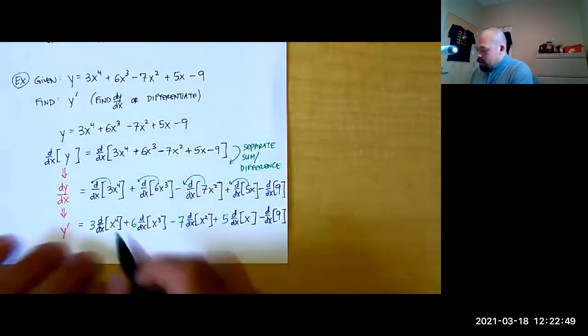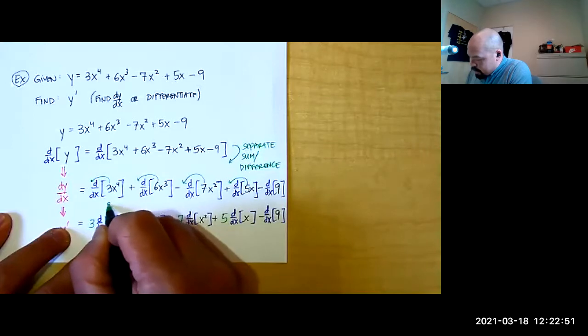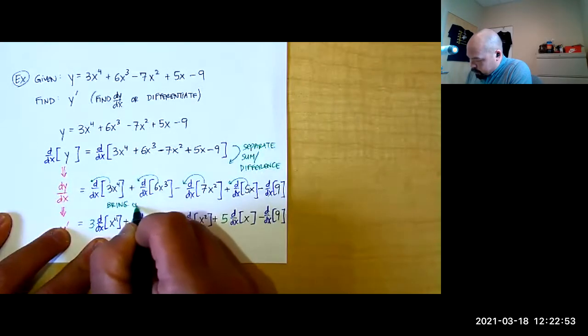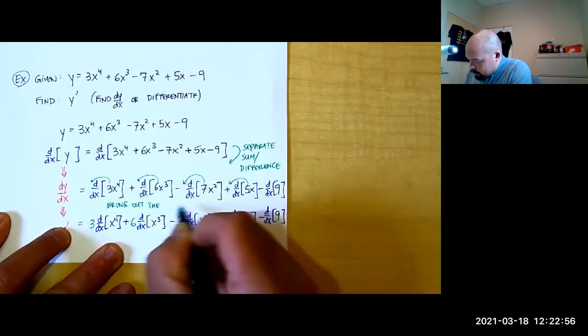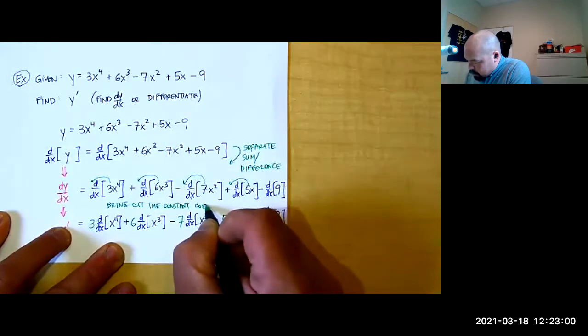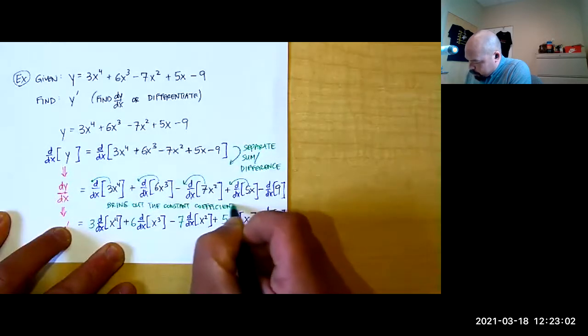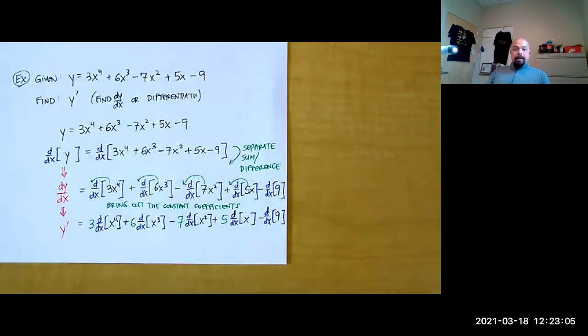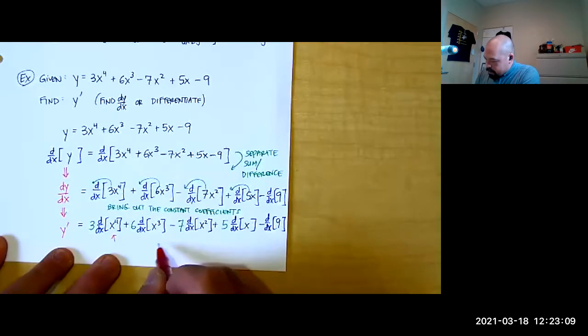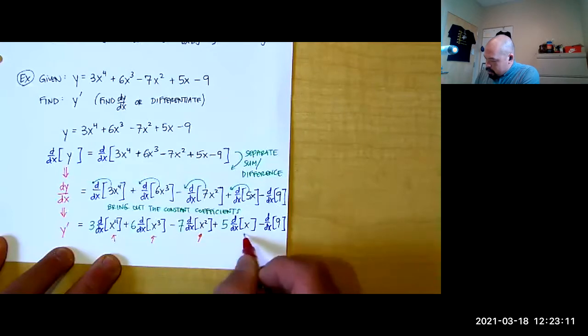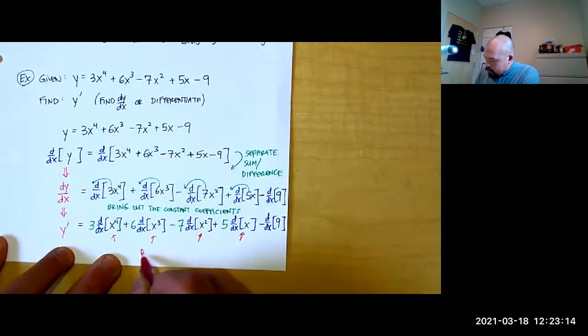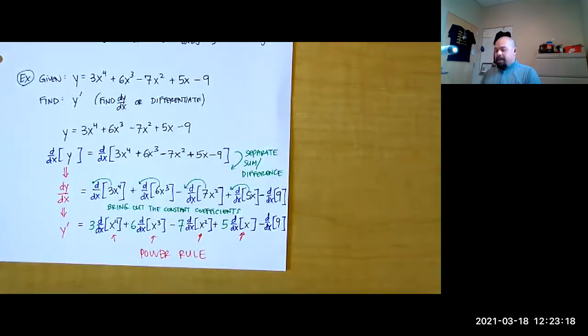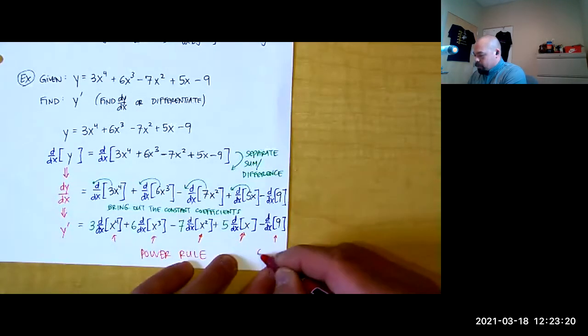So we're going to bring out the constant coefficients from those variable terms. And last but not least, now we're going to get our power rule showing up. And of course, this last one is just a constant.